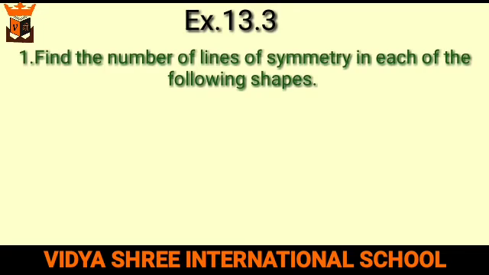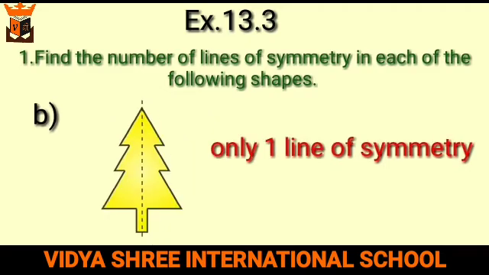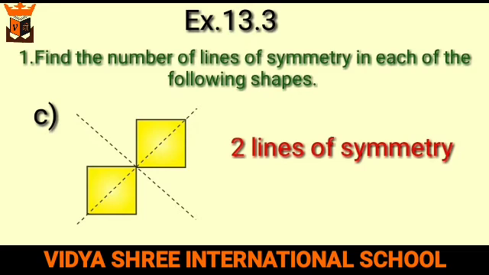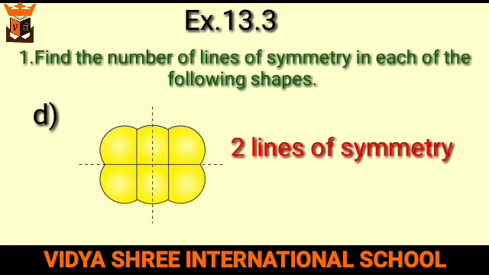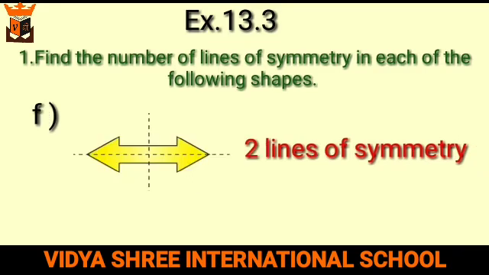First question is, find the number of lines of symmetry in each of the following shapes. First one, we have 4 lines of symmetry. In the second figure, we have only one line of symmetry. In the third figure, we have 2 lines of symmetry. In the fourth one, we have 2 lines of symmetry. In the fifth part, we have only one line of symmetry. And in the sixth one, we have 2 lines of symmetry.